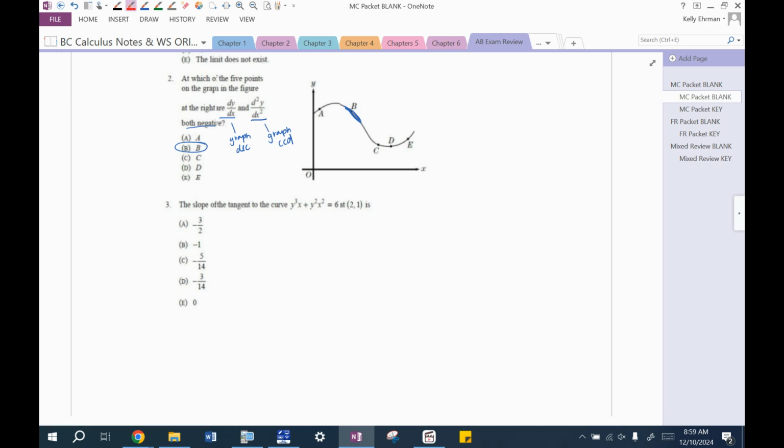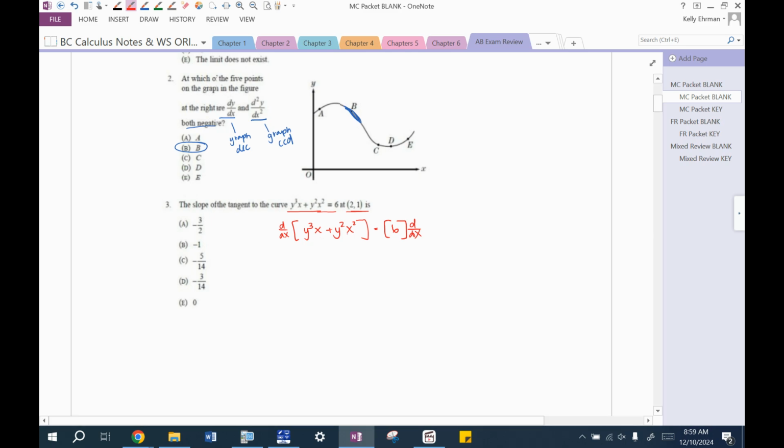Next problem. The slope of the tangent to the curve, this crazy thing, equals 6, at 2, 1 is. So we need to take the derivative with respect to x of both sides because this equation is not easily solved for y. Now, I'm showing all of my work here. That's probably not correct notation. This is a multiple choice packet, so for multiple choice problems, you don't have to be as formal on your work.